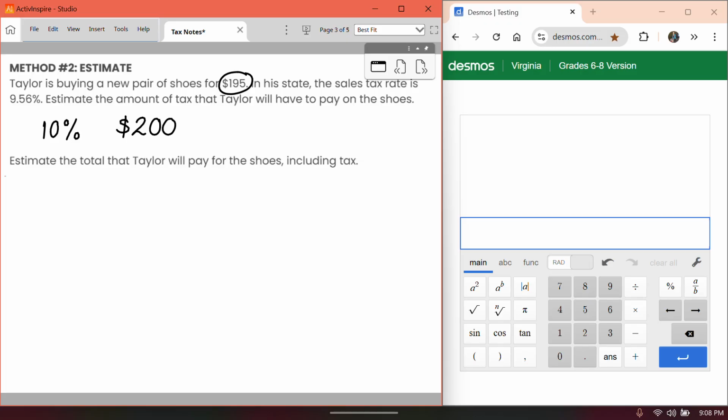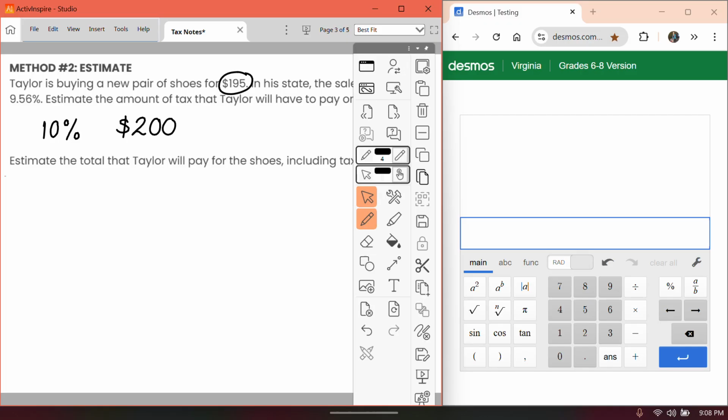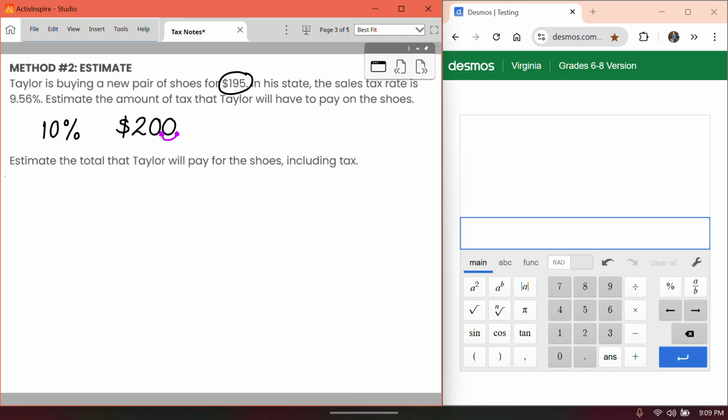I'm going to figure out what 10% of $200 is. And I'm going to show you how to do that in your head without using Desmos. The reason I like this method so much is because I can find 10% of any number really, really quickly. I start at the decimal, which 200 doesn't have one, but it's there at the end. And I'm going to move my decimal one place to the left, right there. And that's going to give me my answer. So 10% of $200 is $20.